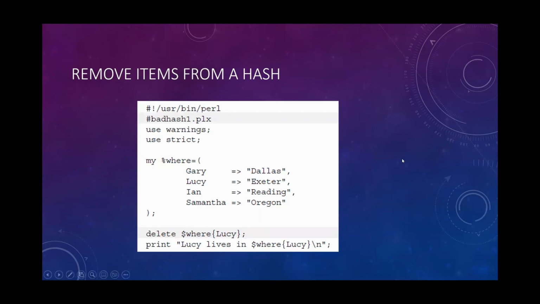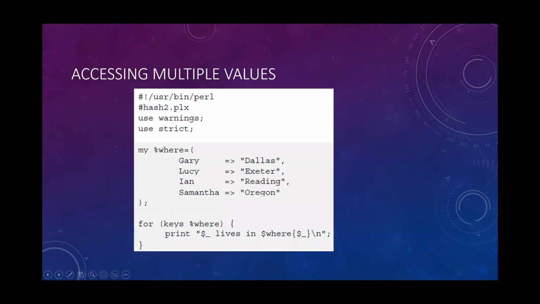You can remove something from a hash where you use the word delete. So delete out of the where Lucy. All of a sudden Lucy's gone. Thank goodness, because Lucy's town is hard to say. So now my hash is just going to be Gary, Ian, and Samantha. If I try to print Lucy, it's going to give me an error because, well, we deleted her. She gone.